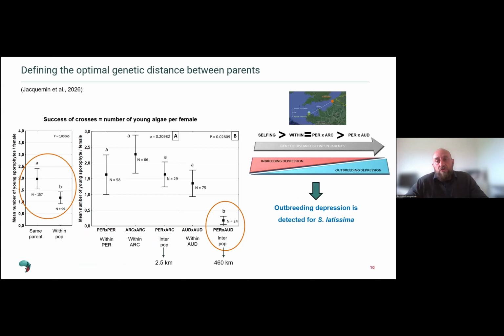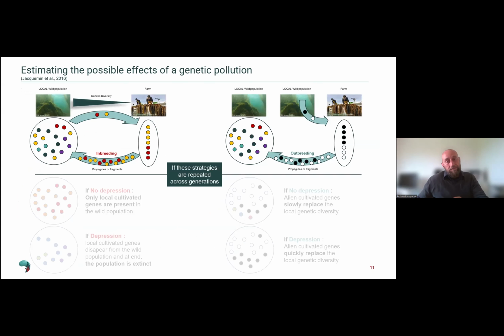Our results show that selfing crosses produce more young algae than within crosses, and that the worst cross mates male and female from long distance populations. So, according to the hypothesis of a strong local adaptation described earlier, we now know that for Saccharina latissima, an outbreeding depression occurs, which limits the rupture of adaptive genetic complexes. But what are the consequences for the cultivation of Saccharina latissima?